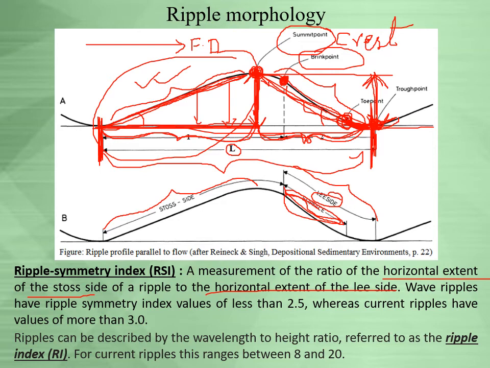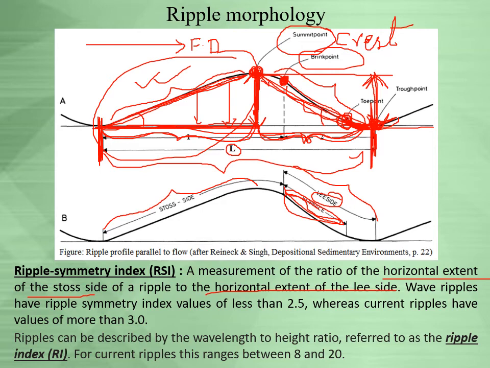Now from this ripple symmetry index, we can say whether the ripple is a current ripple or a wave ripple. So here from the ripple symmetry index, we classify ripple marks into two groups. One group is the current ripple, where the stoss side length is greater than the lee side length. That means the ripple symmetry index is greater than 1. And the second group of ripple is the wave ripple, where the ripple symmetry index is close to 1.